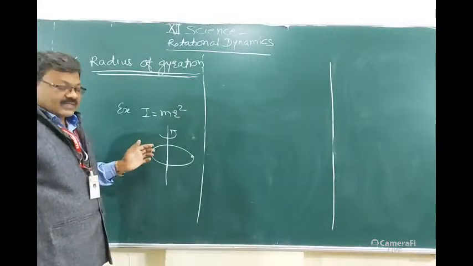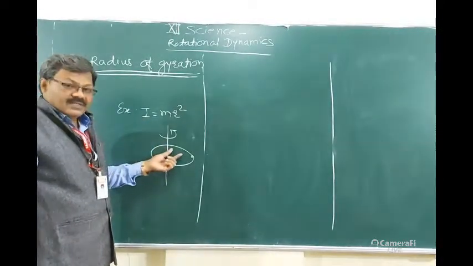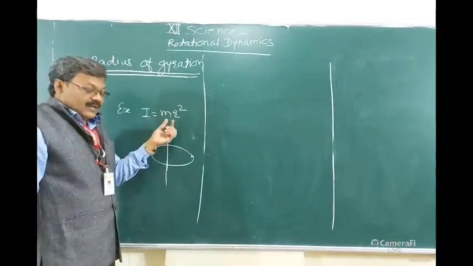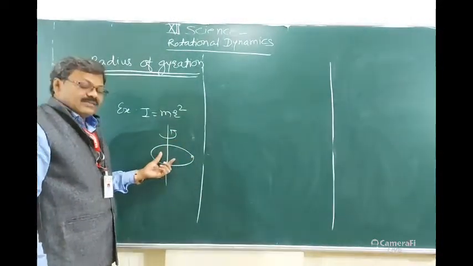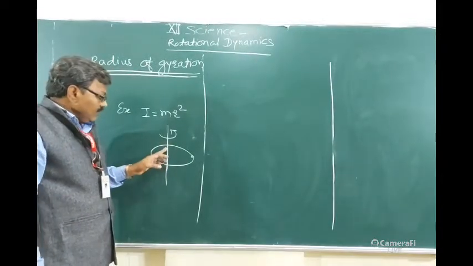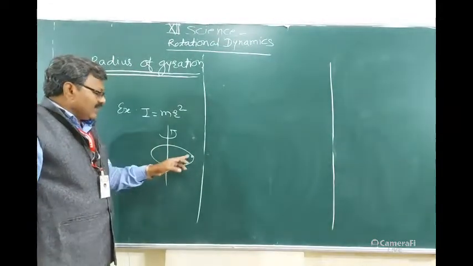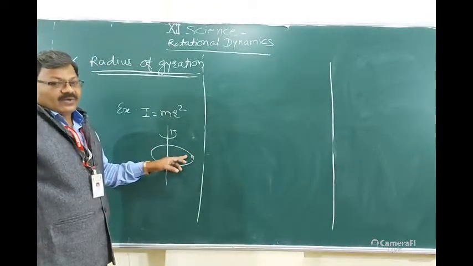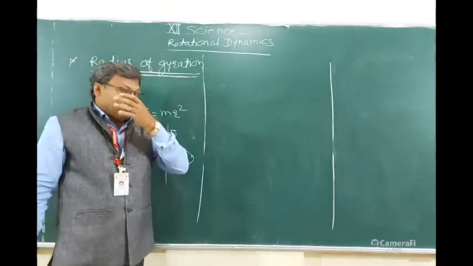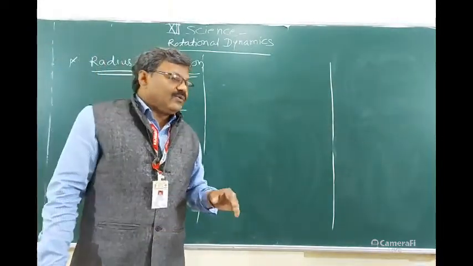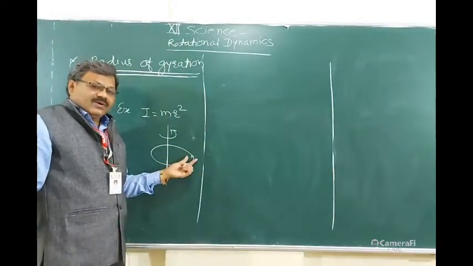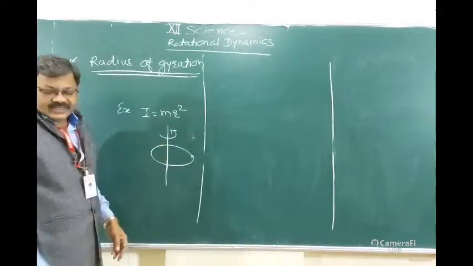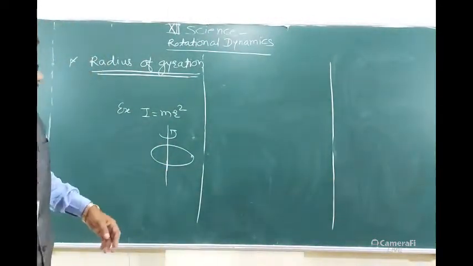Now this moment of inertia depends upon the mass of this body which is revolving, and it also depends upon how this mass is distributed around the axis of rotation. Now, if we are interested in knowing only the distribution of mass about the axis of rotation, in this case, we can write the moment of inertia.